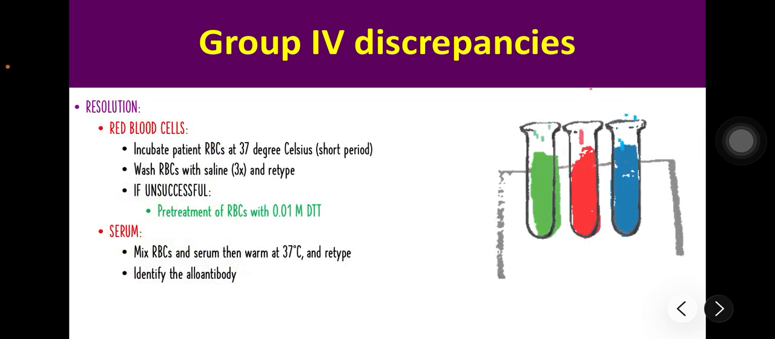So how are we going to resolve Group 4 problems? We can incubate and wash the red cells at 37 degrees Celsius so that it can disperse cold autoantibodies. We can use the pre-warming technique, warming the serum and reagent cells to 37 degrees Celsius before mixing them. This prevents cold reacting antibodies from interfering.